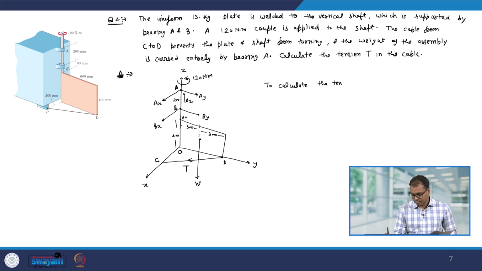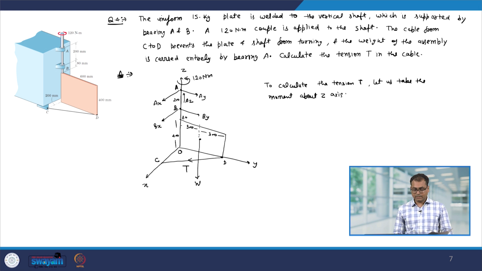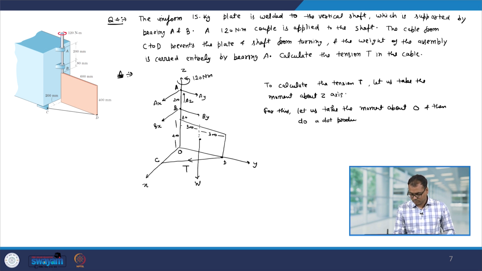To calculate the tension T, let us take the moment about z axis, and as I said, the advantage is the forces that are acting at point A and point B will go away. So to calculate the moment about the z axis, let us take the moment about O and then do a dot product with k cap, because I will calculate the moment about O and then I will take its projection along the z direction. So therefore, I will take a dot product with k.